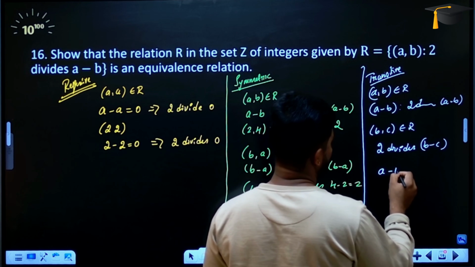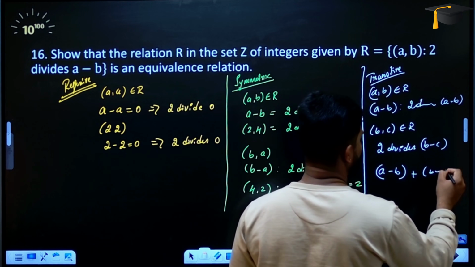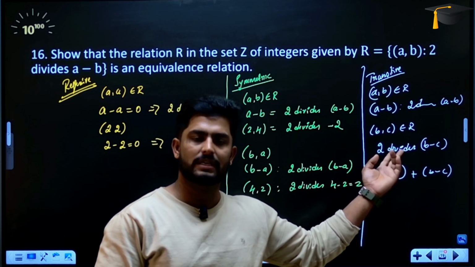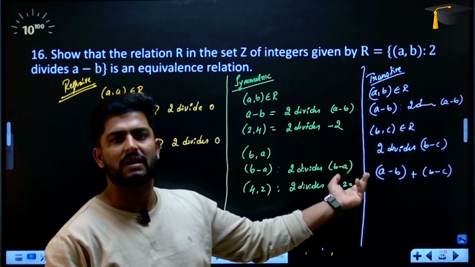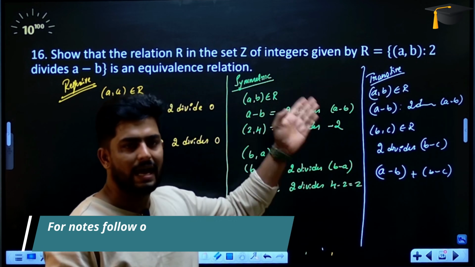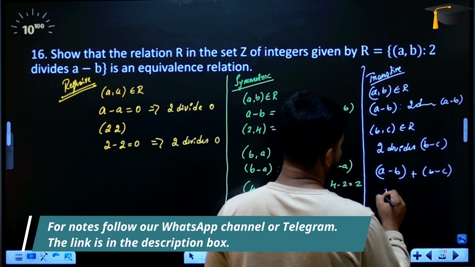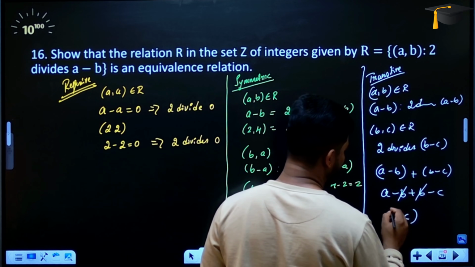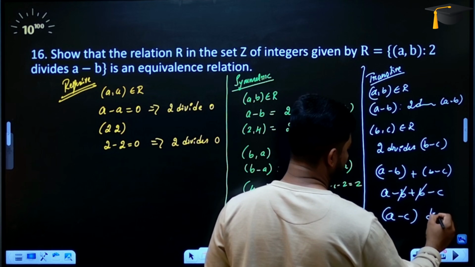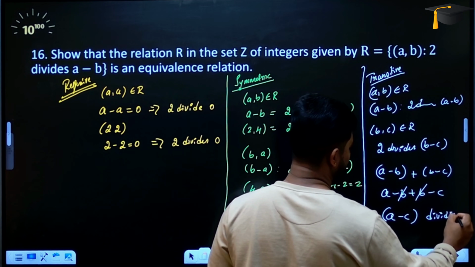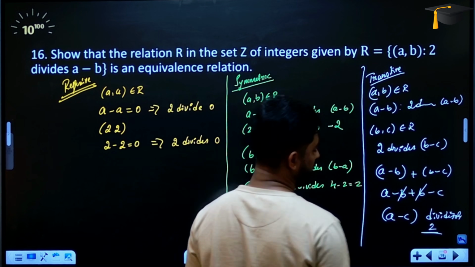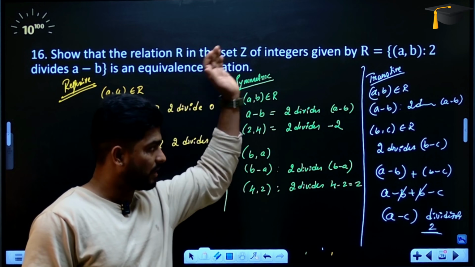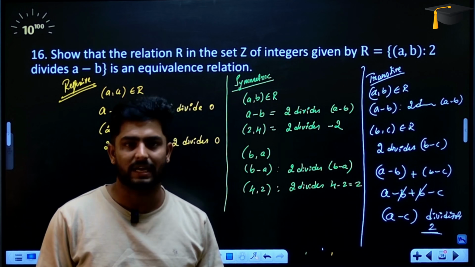Okay, a minus b plus b minus c. We know that a minus b and b minus c both are divisible by 2. So of course, the sum of them will also be divisible by 2. That's the reason I have added both of them. Okay. So what do we get? a minus b plus b minus c, b cancels, so a minus c. This is also divisible by 2. So this much if you write, you will get full 3 marks. Please try to give one example so that the evaluator will get to know that you know the concept clearly. That's the reason.